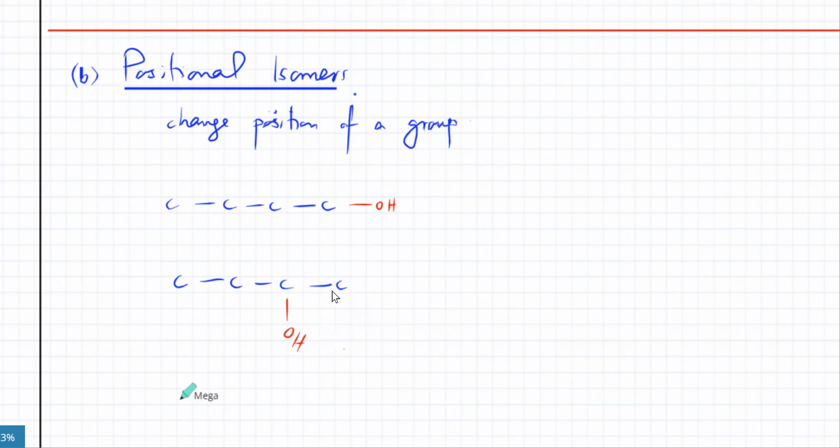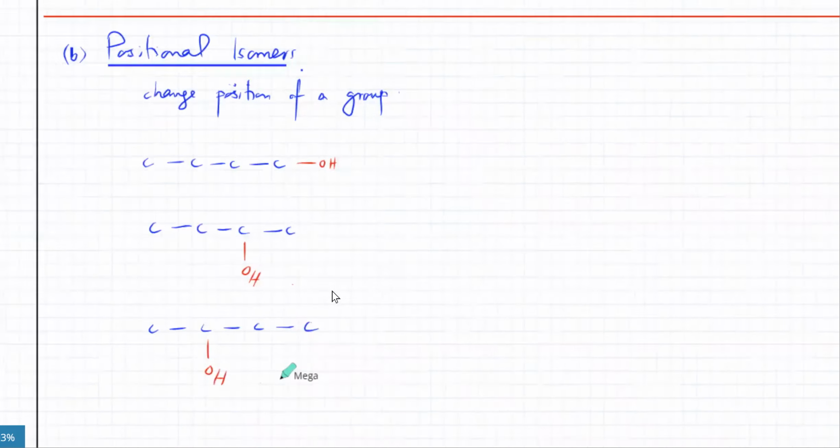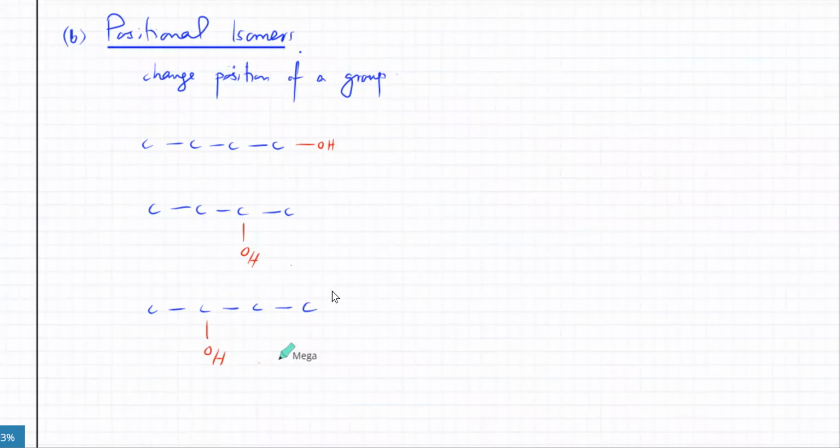Like if I change the position once more and bring the OH over here, is this a new isomer or is it the same one that I've drawn previously? Okay, is this new or different? Is this an isomer or not? Is this a new isomer that I've drawn or not? Yes, a new isomer. No, these two are exactly the same.